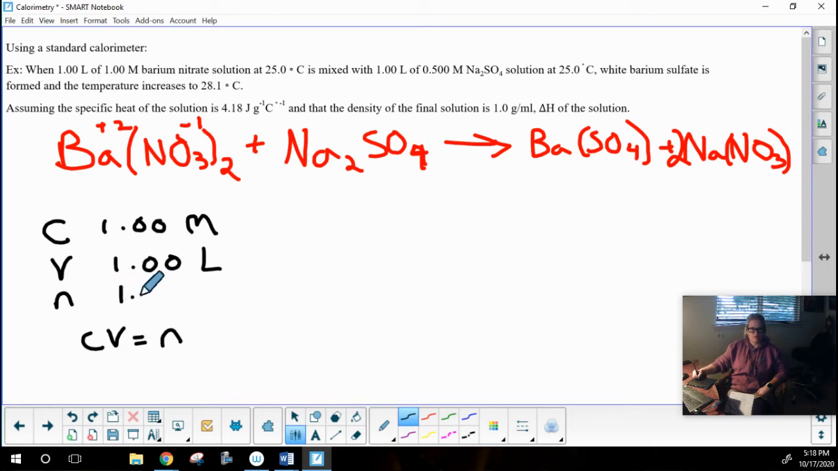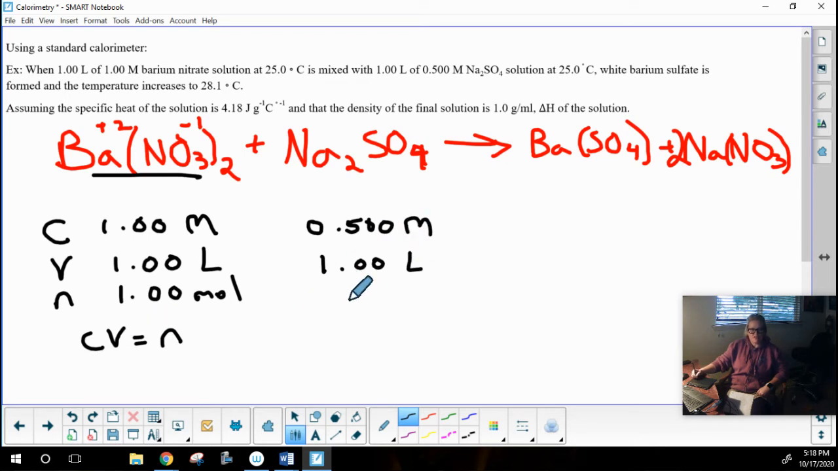So I had 1.00 moles of the barium nitrate that reacted here. I'm using my balanced equation as a structure for my table. So sodium sulfate, I had 0.500 moles per liter of that. Same volume of the solution here. And CV equals n, so I'll end up with 0.500 moles of my sodium sulfate.